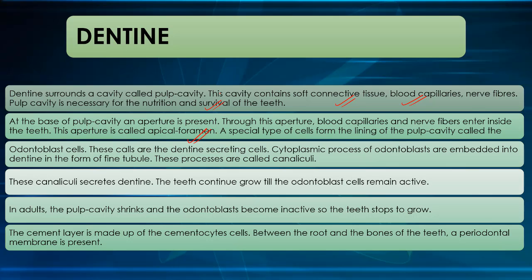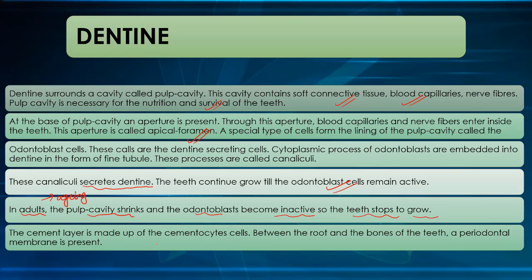The teeth continue to grow as long as the odontoblast cells remain active. These canaliculi secrete dentine. In adults, during the course of aging, the pulp cavity shrinks. The odontoblasts become inactive, and so the teeth stop growing.